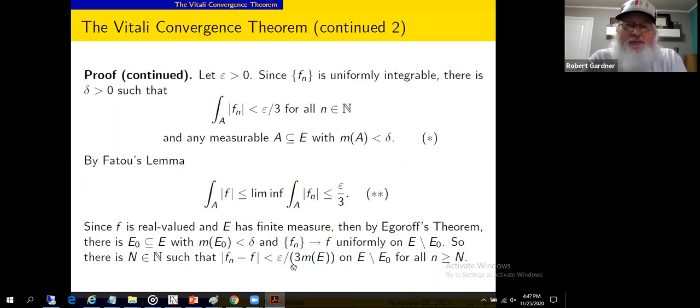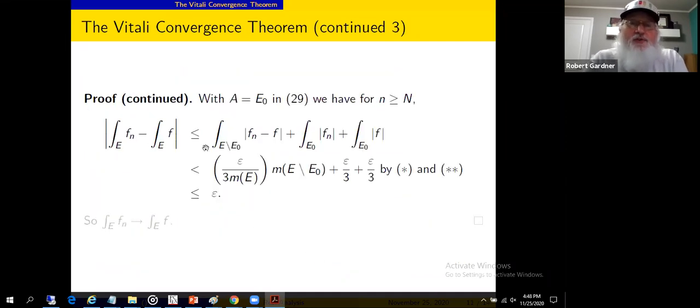The epsilon shouldn't be a surprise. The 3 shouldn't be a surprise. The measure of E might be a wee bit of a surprise, but epsilon thirds is what we're going for in this. So with the index sufficiently large, we get this bound, and that'll allow us to put a bound on that integral. Okay, here's where we left off a couple of slides ago.